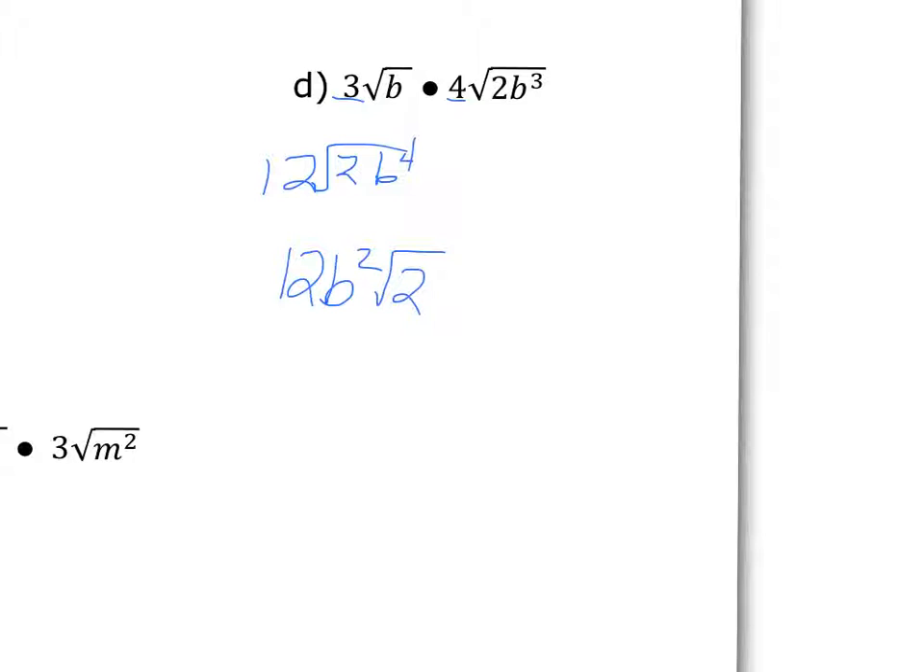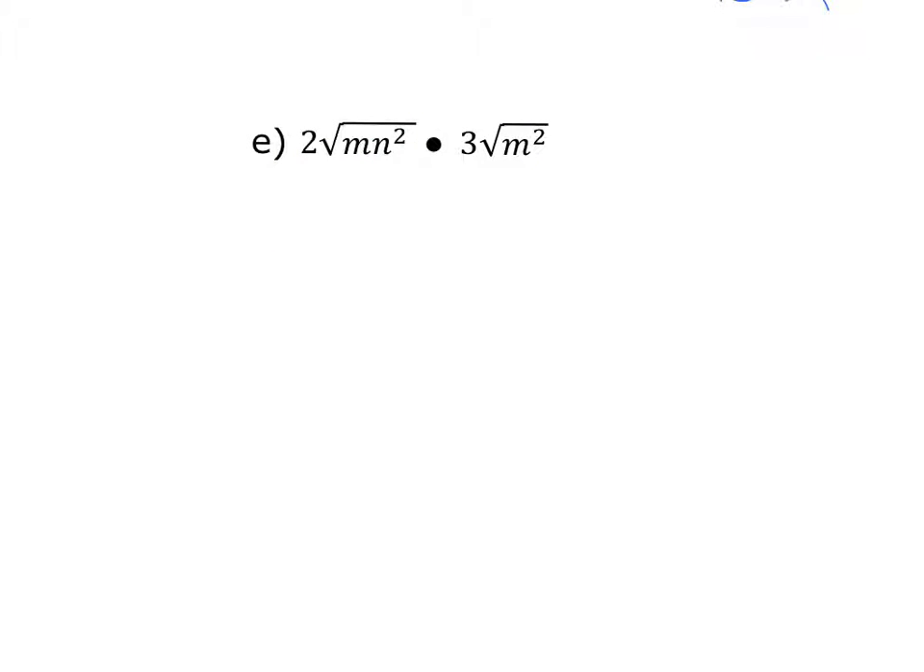Last one. We get 6 when we multiply our two outside numbers. How many m's do we have? 3. How many n's? 2. How many m's do I get to take out? 2. 1. Well, 2, but it makes 1. What about n's? 1. Do I have anything left underneath? Yes. An m is left underneath because I had 3.